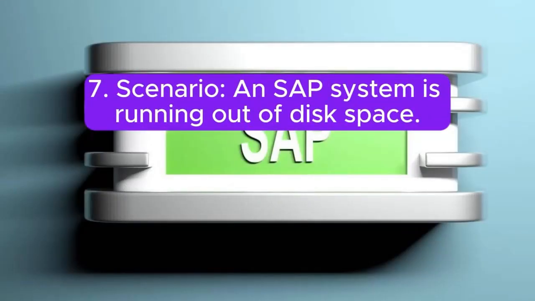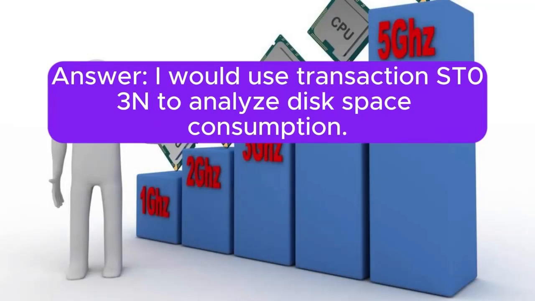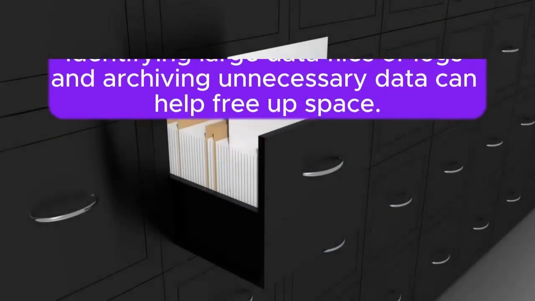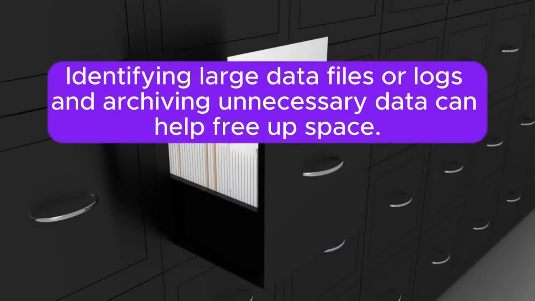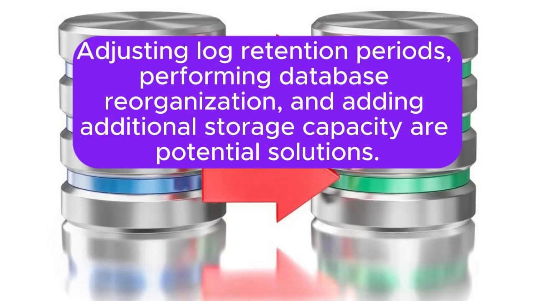7. Scenario: an SAP system is running out of disk space. How would you identify the storage-consuming areas and free up space to avoid system disruptions? Answer: I would use transaction ST03N to analyze disk space consumption. Identifying large data files or logs and archiving unnecessary data can help free up space. Adjusting log retention periods, performing database reorganization, and adding additional storage capacity are potential solutions.